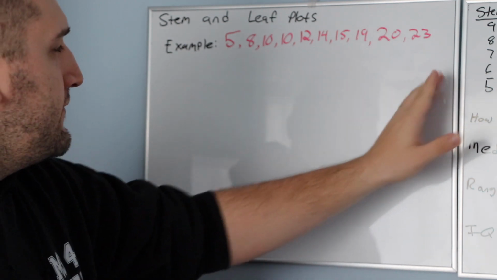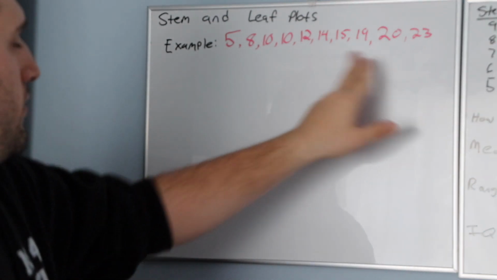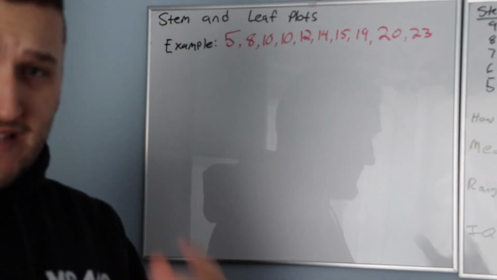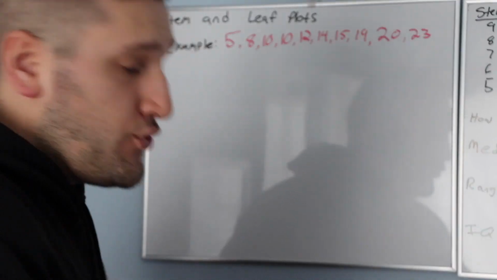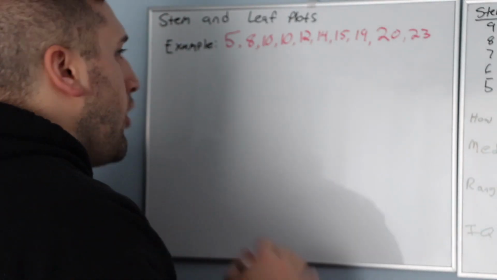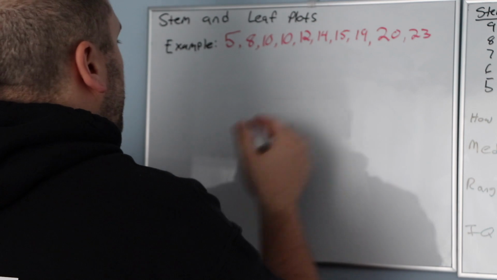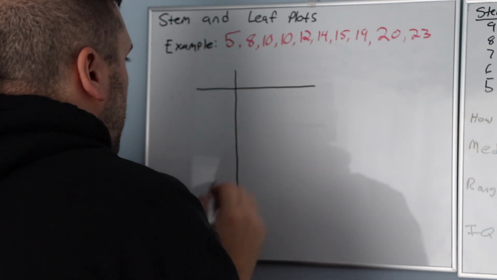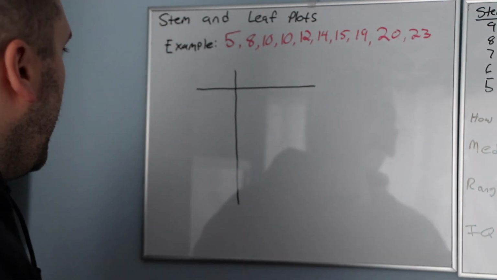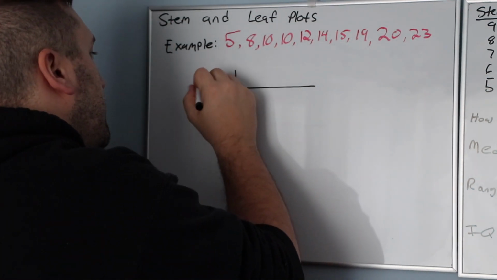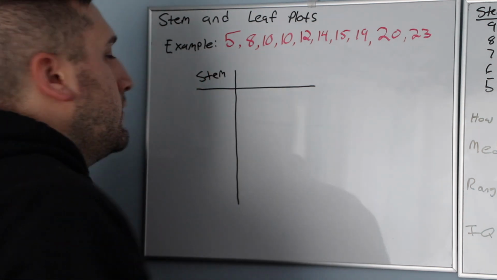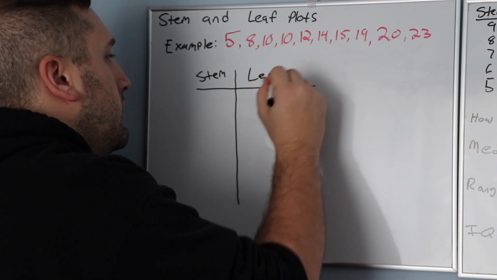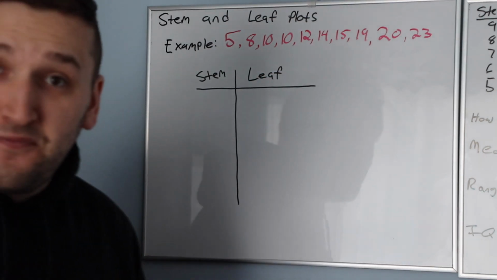So we have this set of data: 5, 8, 10, 10, 12, 14, 15, 19, 20, 23. And I want to organize this data. To create a stem and leaf plot, we first draw almost like a T-chart. On the left side, we have our stems, and on the right we have our leaves. Stem, leaf, and hence the name stem and leaf plot.